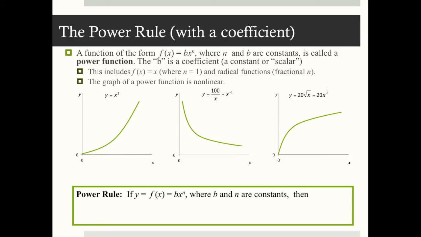The power rule with the coefficient states that if y is equal to f of x, which equals b times x to the n, where b and n are constants, then the derivative of y with respect to x is equal to b times n times x to the n minus 1. So when it comes to the power rule, what you're doing is you're pulling down that exponent, and then within the exponent, you're subtracting 1.